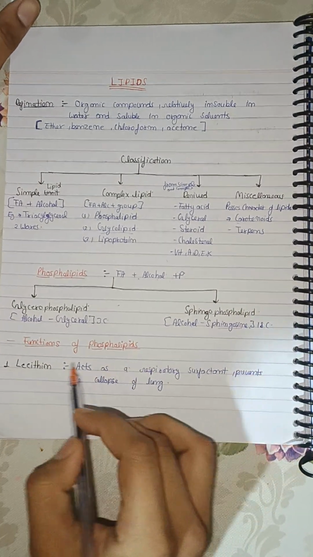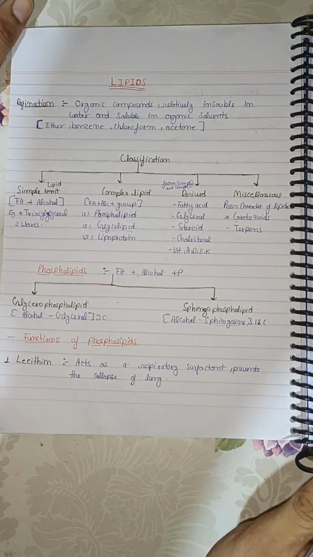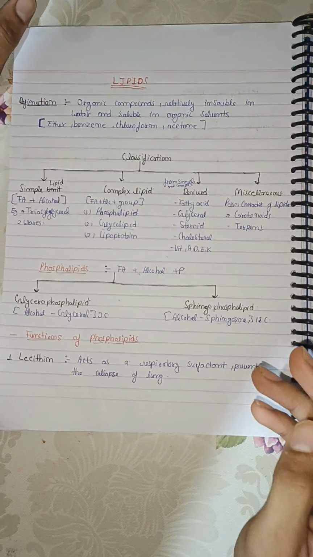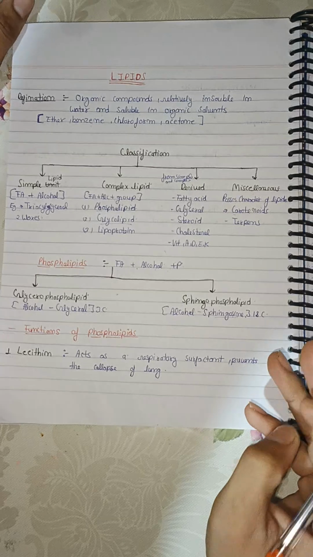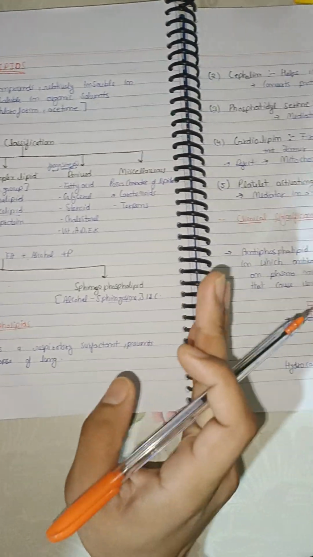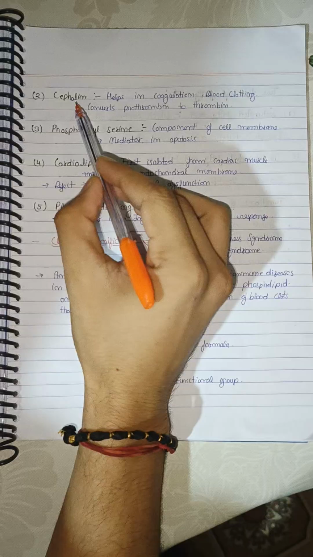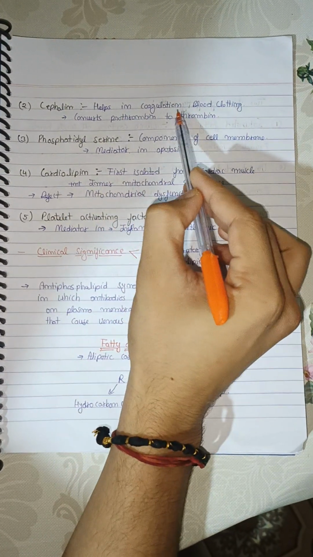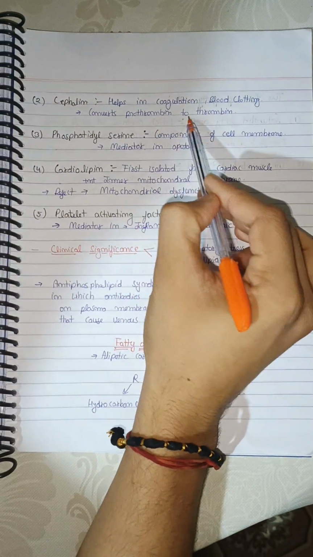Now the function of phospholipids: lecithin acts as a respiratory surfactant and prevents the collapse of the lungs. It is the surfactant between the two layers of the lungs. Cephalin helps in coagulation and blood clotting, converting prothrombin into thrombin.